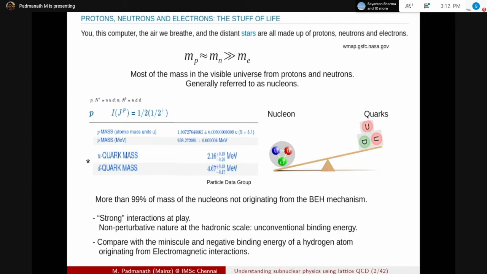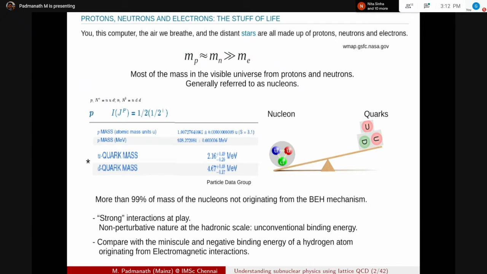While in this case where we are dealing with the proton, the situation is totally different. We have the particles that the proton is composed of, which are like a few MeV, while the proton mass itself is about 3 orders of magnitude larger. So that clearly says this is some unconventional binding energy, and there is some non-perturbative nature happening here.